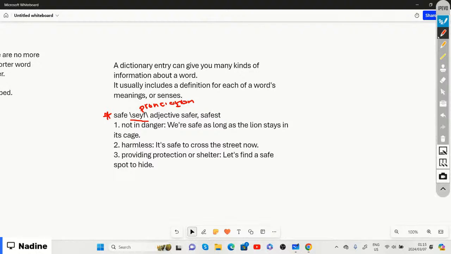So look at our dictionary entry, right? So we see this is our meaning. Then this safe is our pronunciation, how the word is being said. Then we have it is an adjective, this word. Then we need to, for example, find safer and safest.